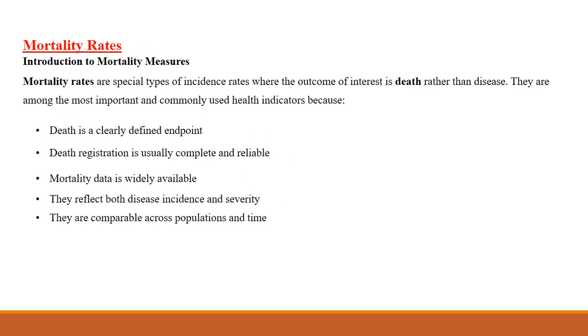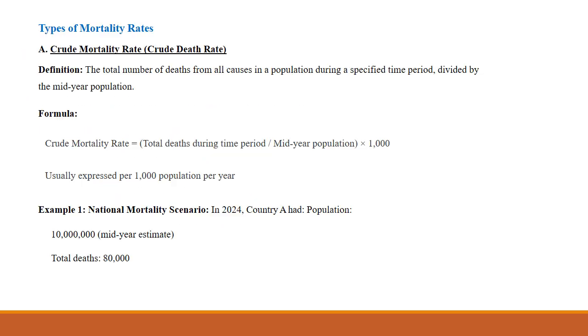Now we will discuss mortality rates. Mortality rates are a special type of incidence rate where the outcome of interest is death rather than disease. They are among the most important and commonly used health indicators because death is a clearly defined endpoint. Death registration is usually complete and reliable. Mortality data is widely available. They reflect both disease incidence and severity. They are comparable across populations and time.